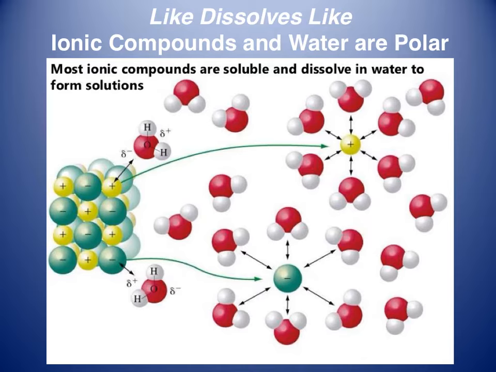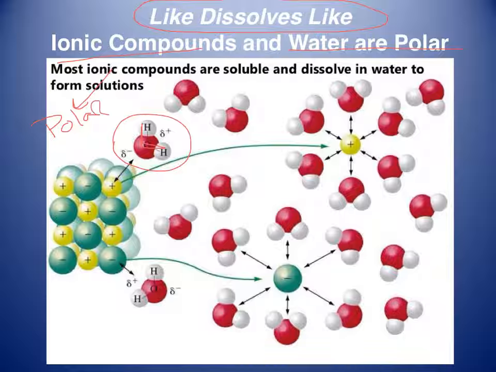Most ionic compounds dissolve in water. Remember the phrase I told you earlier, like dissolves like? That means polar compounds dissolve in polar solvents. Nonpolar substances dissolve in nonpolar solvents. Like dissolves like. So water is polar. It contains polar covalent bonds, and ionic compounds are extremely polar. And so most ionic compounds will dissolve in water.